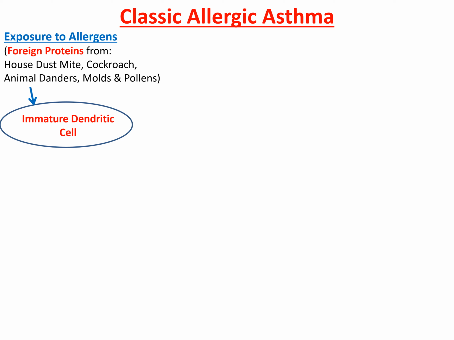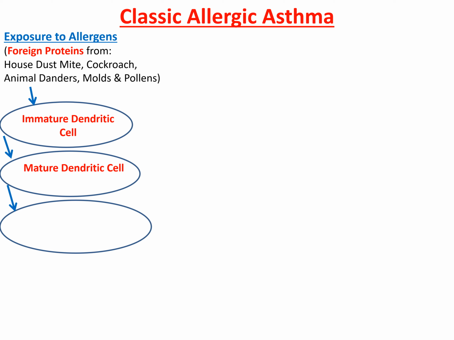It will be taken by the immature dendritic cells, or what we call the antigen capturing cells. Then they will process the antigen and be converted to mature dendritic cells. Those mature dendritic cells are now going to be the antigen presenting cells. They are going to present the antigen through a specific placement in the major histocompatibility complex class 2.